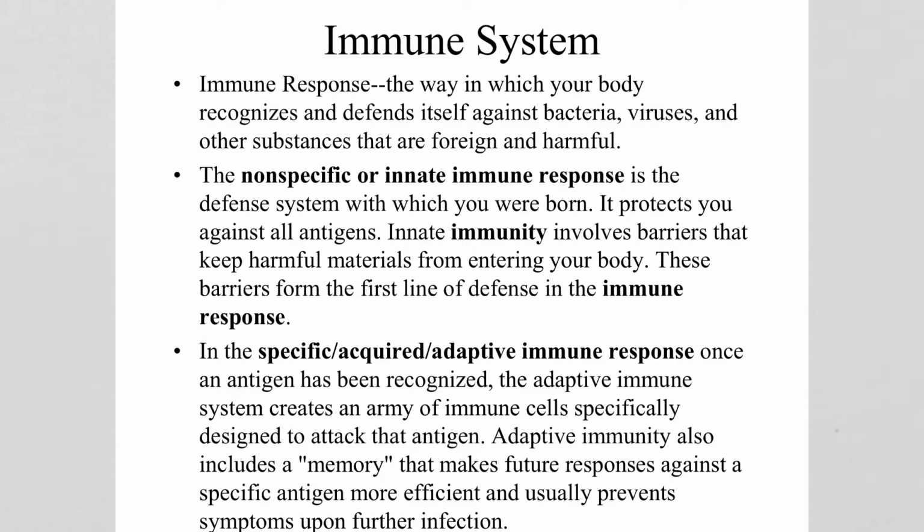The second division is the specific, also known as the acquired or adaptive immune response. Once an antigen has been recognized, this part of your immune response creates an army of immune cells designed to attack that specific antigen, that specific invader. This type of immunity also creates memory that makes future responses against a specific pathogen or antigen more efficient and usually prevents the infected individual from showing any symptoms upon further infection.